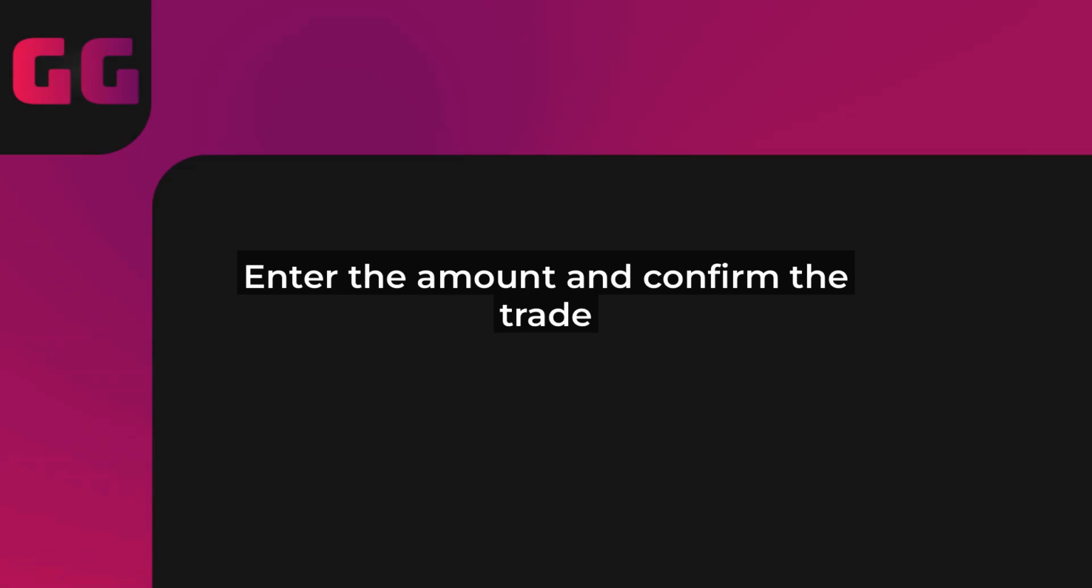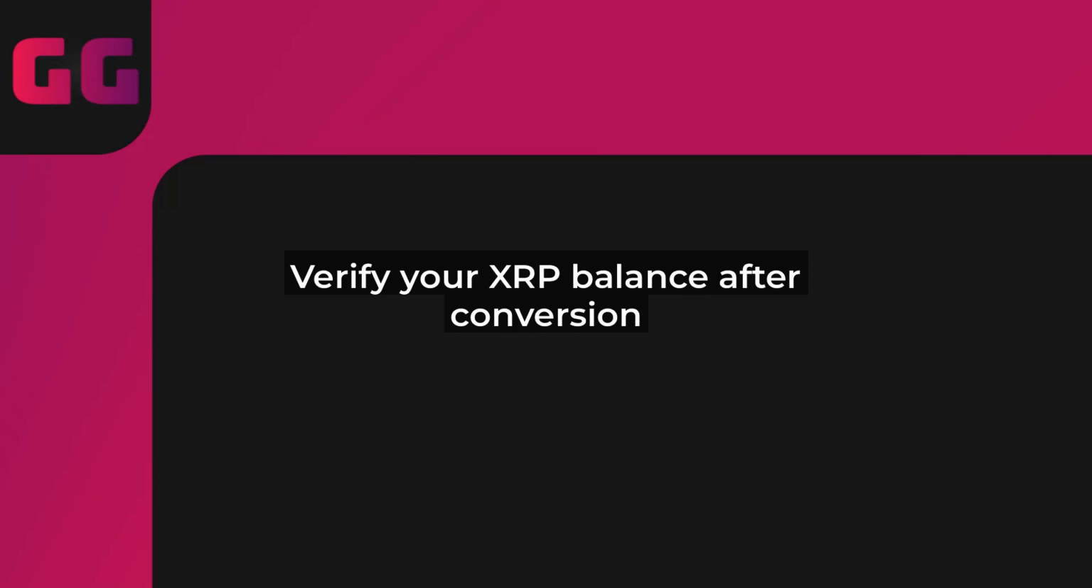Select the amount of USDT you want to convert, double-check the details to avoid any mistakes, and hit Buy XRP. Binance will process the trade almost instantly. After that, head back to your wallet to confirm your XRP balance has updated. Remember, always keep an eye on transaction fees. They can add up, so choose the right network if prompted.